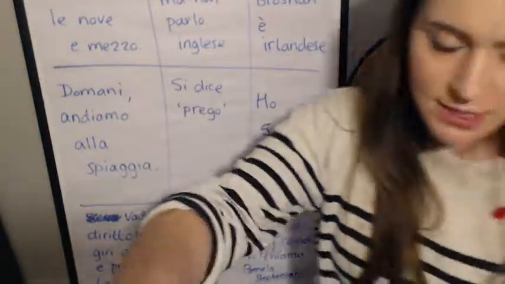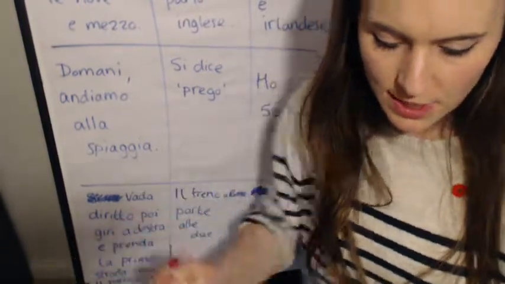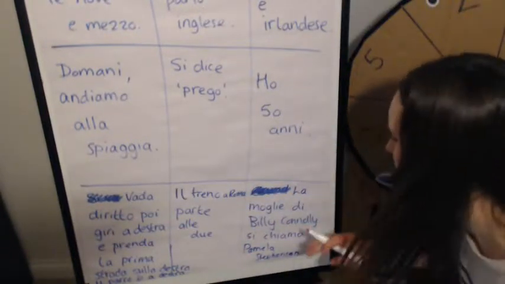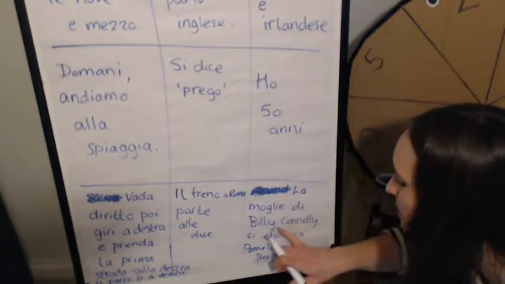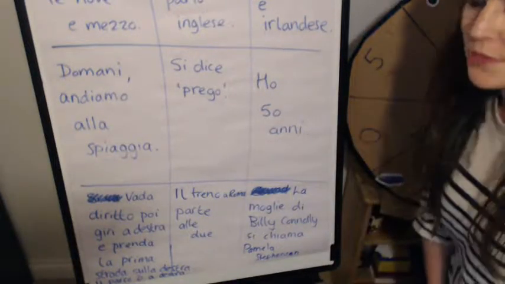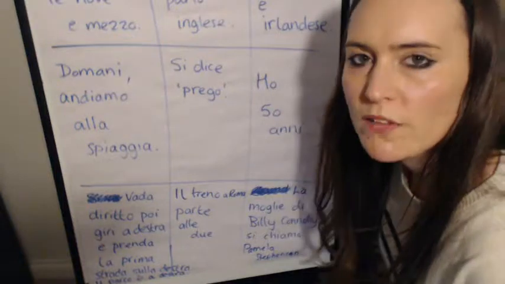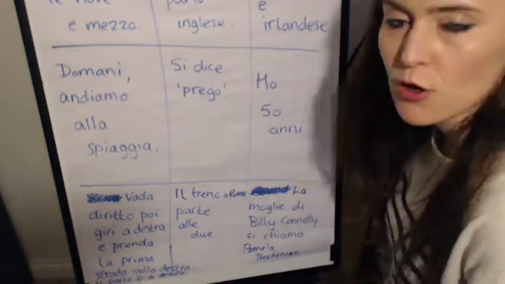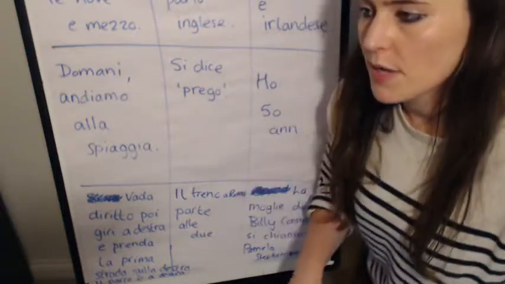Okay, the last one here. Che cosa dice? Che dice? What's it say, the last one? Difficile da dire. La moglie di Billy Connolly si chiama Pamela Stevenson. La moglie, the wife of. La moglie di Billy Connolly si chiama Pamela Stevenson.